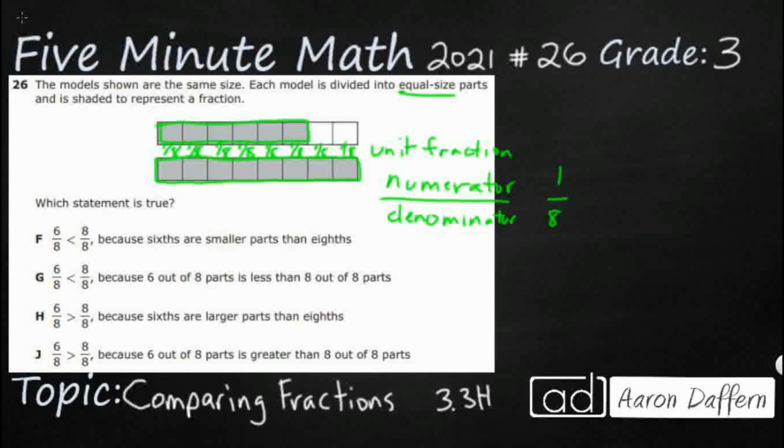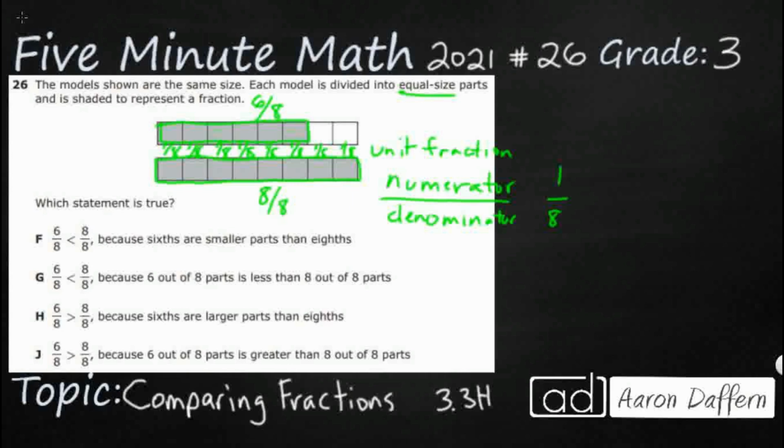So in this top fraction, we have 1/8, 2/8, 3/8, 4/8, 5/8, 6/8. So we can call this top model 6/8 simply because we have 6 1/8 together, 6 times makes 6/8. Down at the bottom, we've got 1/8, 1/8, 1/8, 1/8, that's 4. 1/8, 1/8, 1/8, 1/8, that's another 4. 4 and 4 make 8. So the whole thing is shaded in. That's 8/8. So first we need to compare which one is greater than, which one is less than.